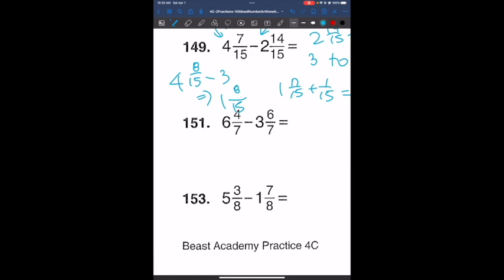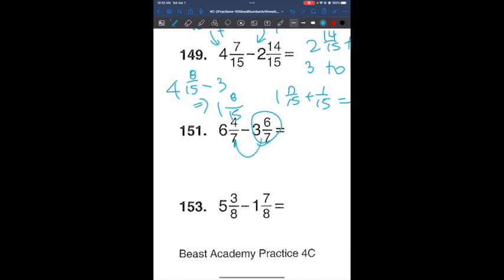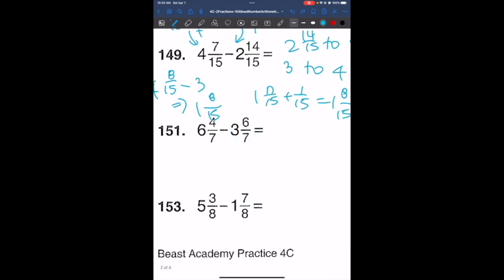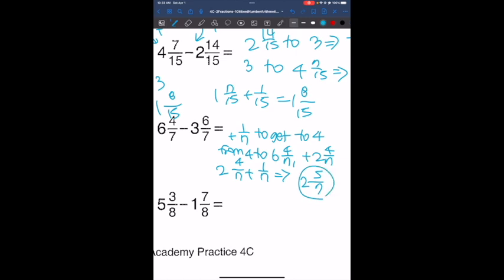And so for problem 151, we can go from the smaller number to the larger number. And so to get to 4, we need to add 1 over 7. And then from 4 to 6 and 4 over 7, we need to add 2 and 4 over 7. So in total, we needed to add 2 and 4 over 7 and 1 over 7. So the difference is going to be 2 and 5 over 7.